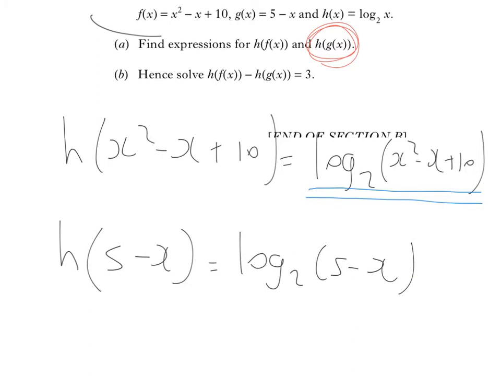So this is now kind of morphing into a logarithmic equation. So let's have a go. So h of f of x, log to the base 2 of x squared minus x plus 10, minus h of g of x, log to the base 2 of 5 minus x, is going to be equal to 3.